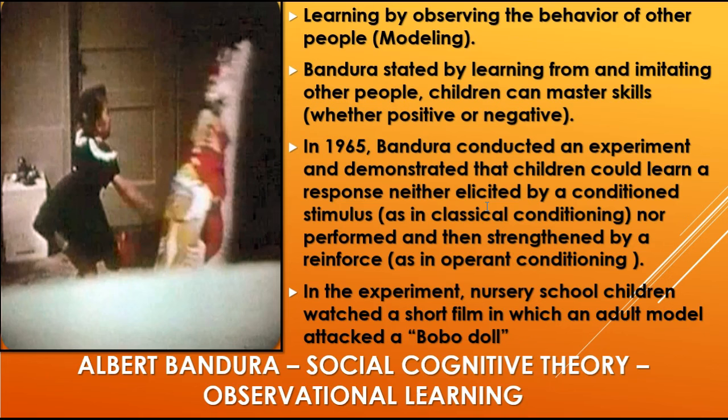In this experiment, you see he took some nursery school children and let them watch a short film in which an adult model attacked a Bobo doll. The children then started doing what they saw the adult do in the film, and he called this observational learning. This was his social cognitive theory, and we'll talk more about that.